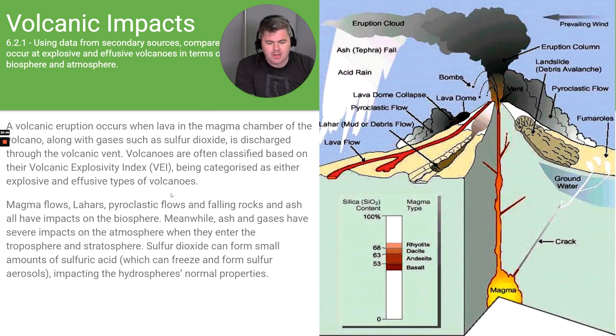Magma flows, lahars, pyroclastic flows, and falling rocks and ash all have impacts on the biosphere. Meanwhile, ash and gases have severe impacts in the atmosphere when they enter the troposphere and stratosphere. Sulfur dioxide can form small amounts of sulfuric acid, which can freeze and form sulfur aerosols, impacting the hydrosphere's normal properties. So, any other sphere within the region of volcanic eruption is going to be severely altered. Water sources will become acidified. Any plants and animals nearby might be destroyed. The atmosphere will slightly change composition. So it's a pretty big deal.